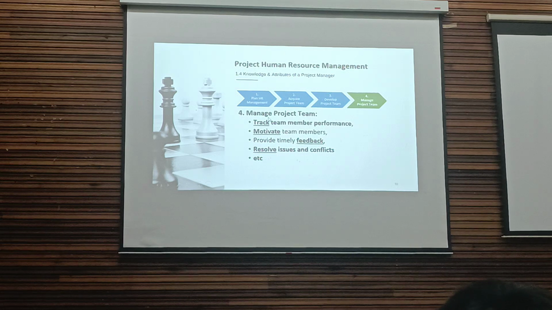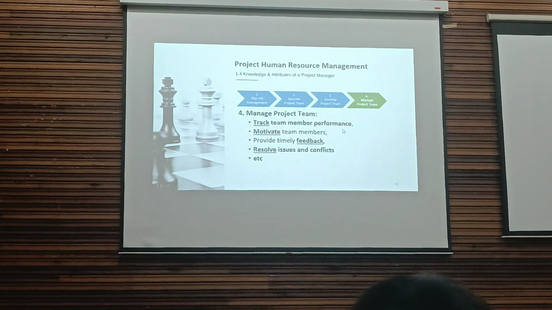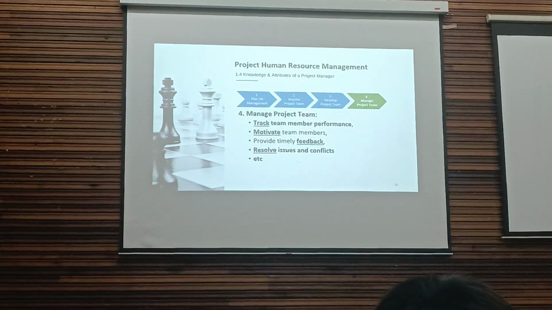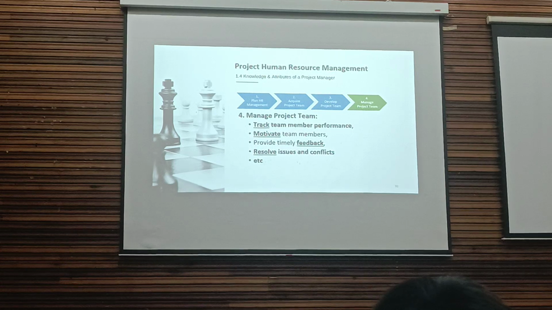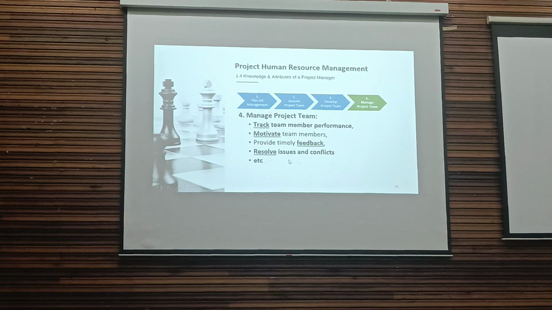So number 4, manage project team. Manage project team means tracking team member performance, motivating team members, providing timely feedback, and resolving issues and conflict. When the project has started, you have to track team members' performance, monitor their progress, motivate them, and give feedback to them. If they are fighting, resolve the conflict.